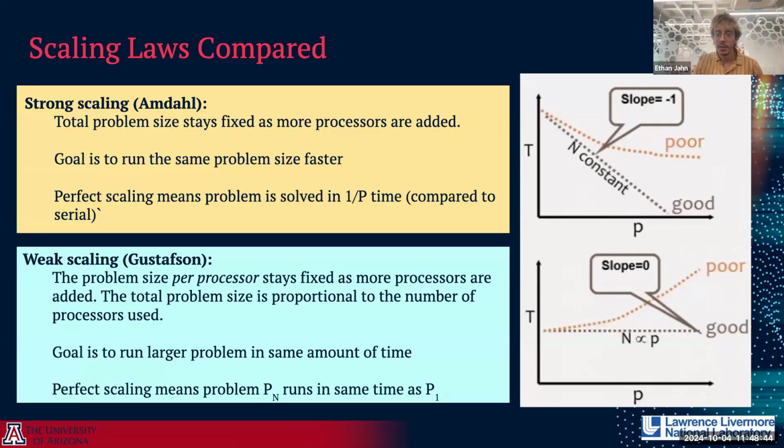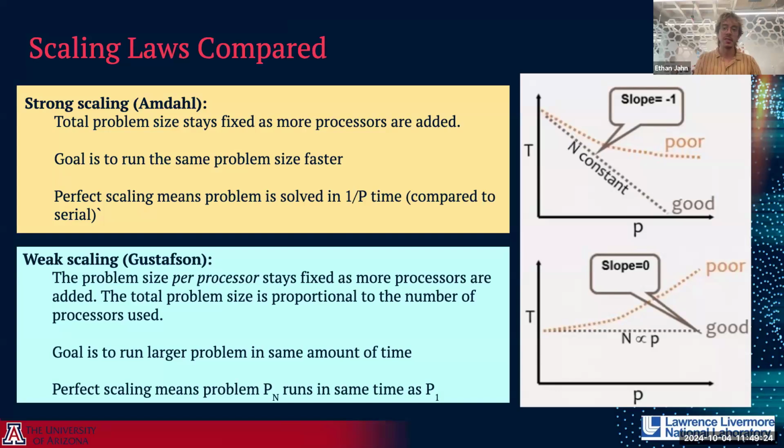And comparing these scaling laws again, so strong scaling, Amdahl, on the top there. The ideal scaling for this would be for the time to completion to decrease with the number of processors that are implemented. And the ideal scaling for Gustafson would be that the time to completion stays constant when the number of processors is increased, because the amount of work that goes into those processors is also scaling with the number of processors. So hopefully that makes sense.